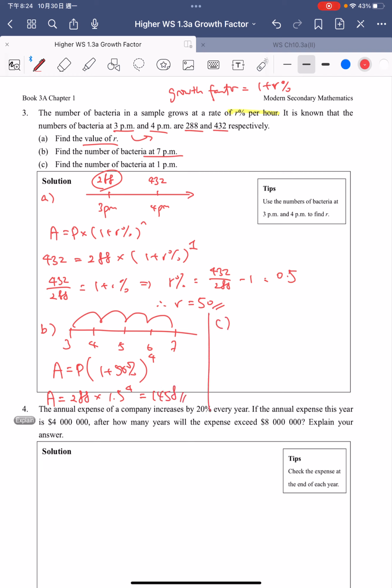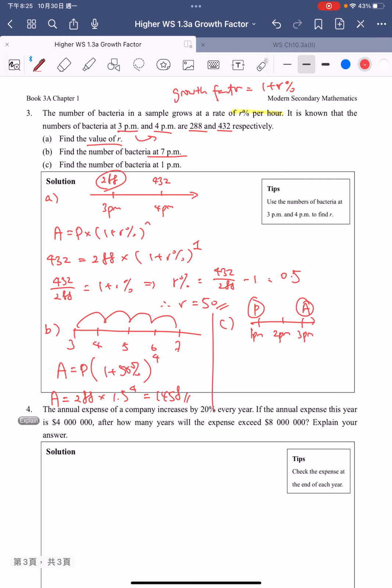I want to finish question C as well. Think about it: from 3 p.m. all the way to 1 p.m. What we want is something in the past, because this is 3 p.m., isn't it? Before 1 hour is 2 p.m., before another hour is 1 p.m. So now the 3 p.m. is our new value, and the 1 p.m. is our past value, or the old value.